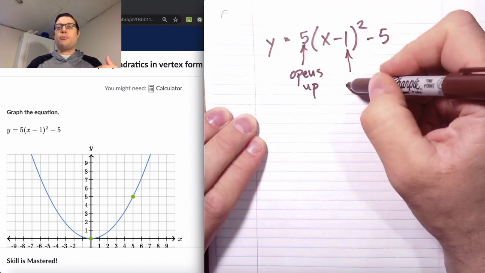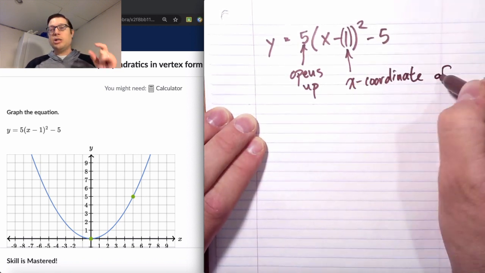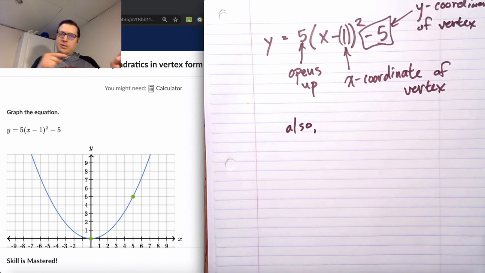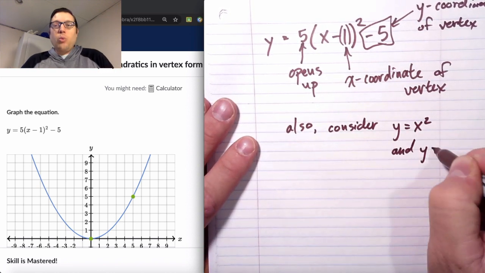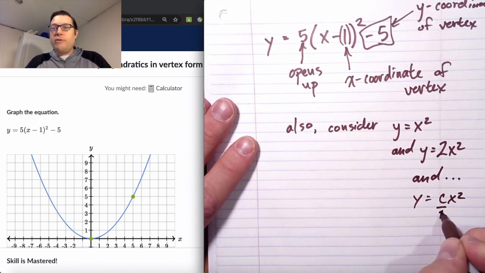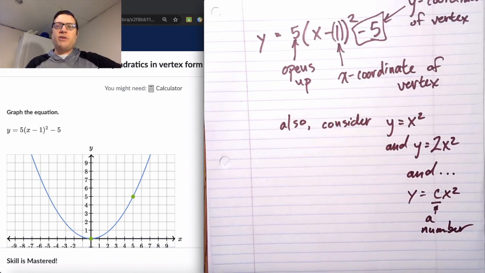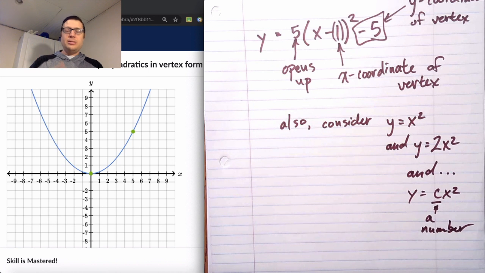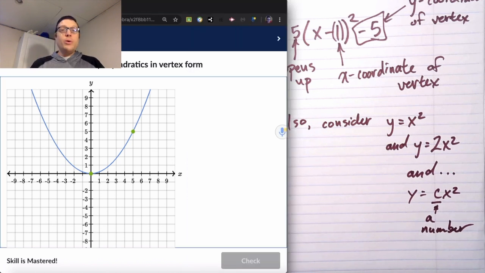The 5 tells us that the parabola opens up and how steep it is. The 1, notice it's minus, but we're going to look at it as a positive. Remember, that shifts the function to the right. The 1 tells us the x coordinate of the vertex, and then the number at the end, the minus 5, that's the y coordinate. If we can write a quadratic equation like this, and there are some resources to help you do that, we can then graph quadratic equations really easily.